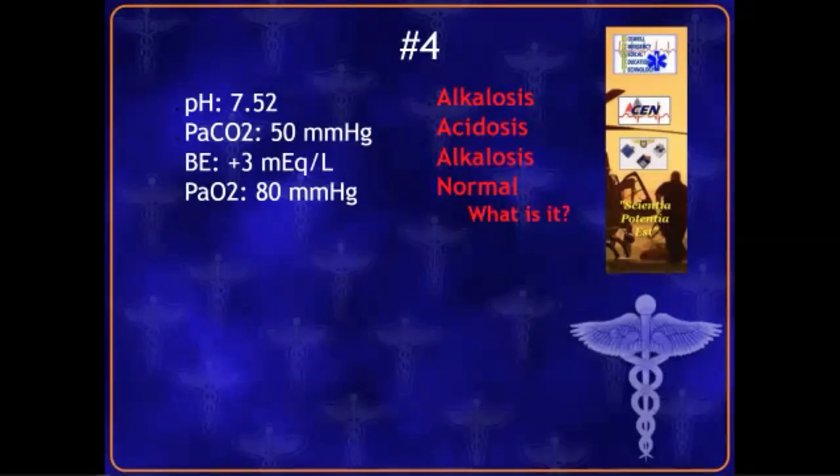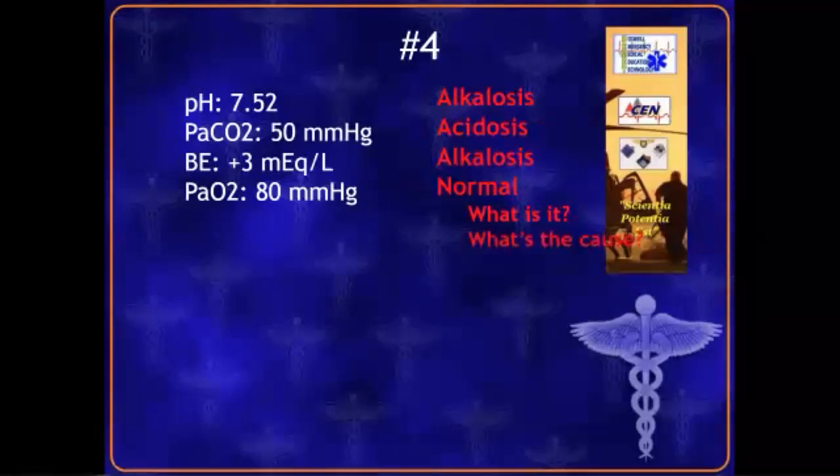So to name this one, I note that my pH is alkalotic. And then I also see that my base excess, which means my metabolic system, is also alkalotic. So the underlying problem here is a metabolic alkalosis. And this was the weird one.